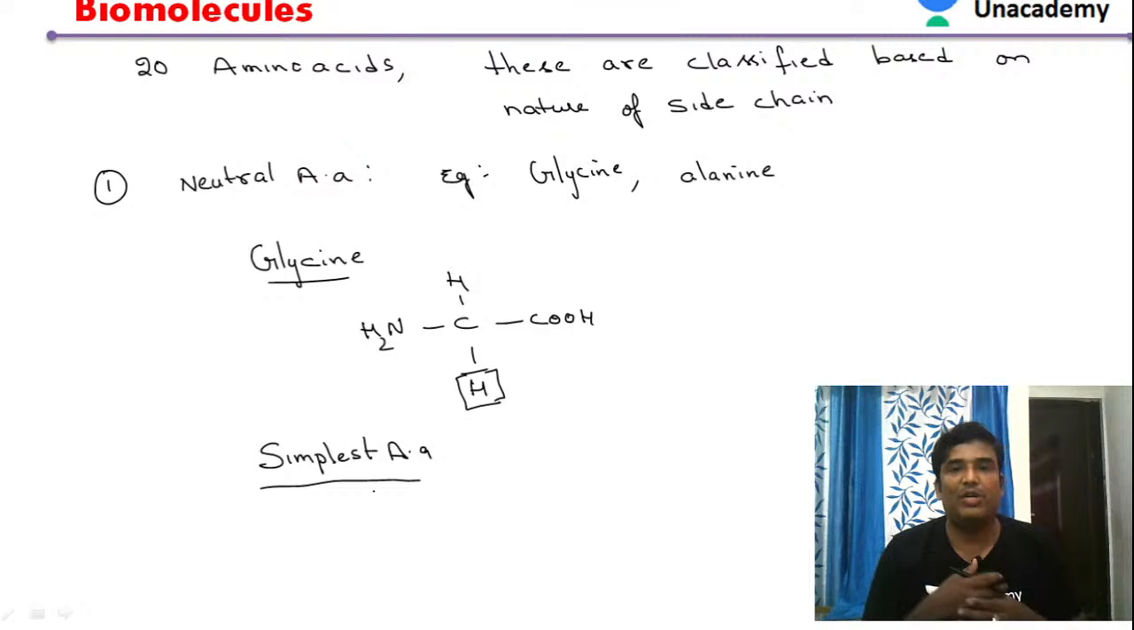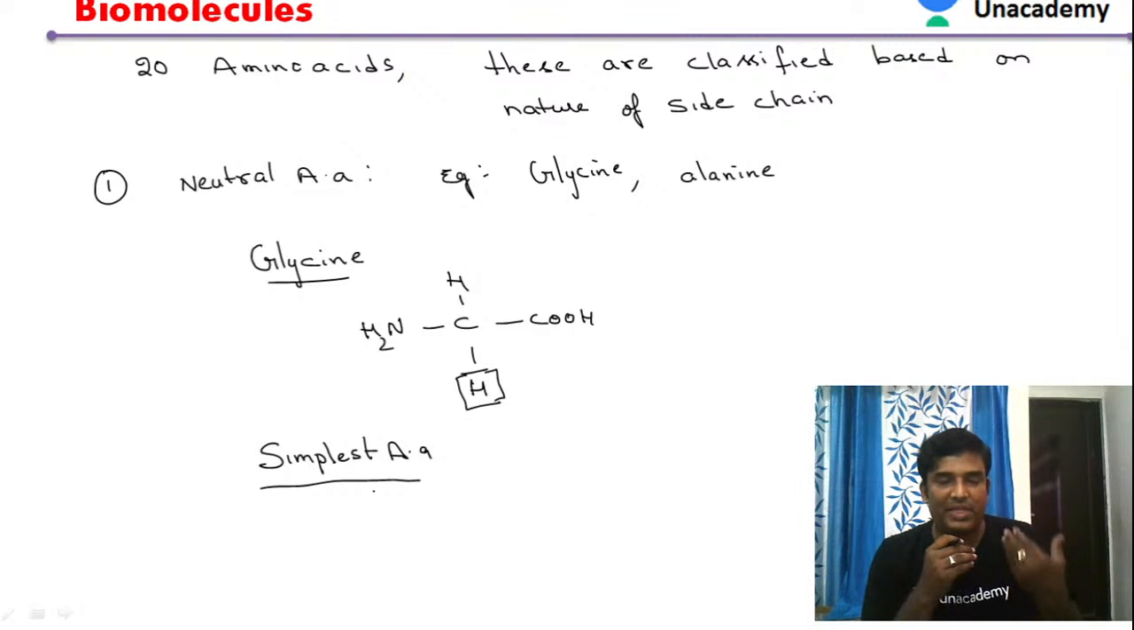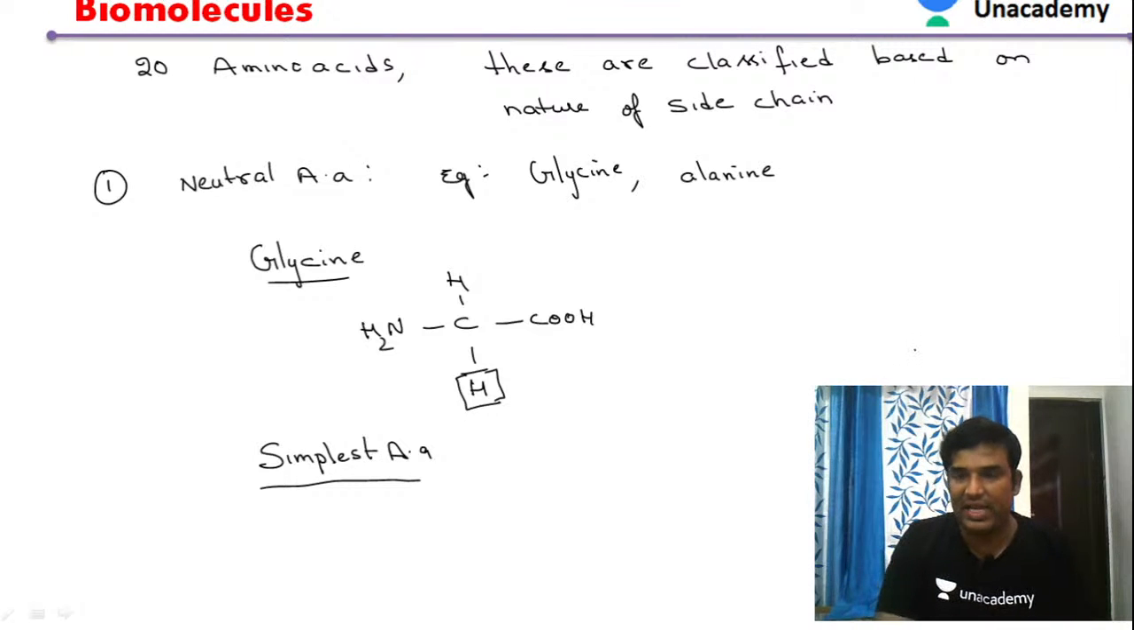They ask multiple choice questions like: which amino acid is the simplest amino acid? You have to clearly remember that it is glycine. Glycine is the amino acid which is known as the simplest amino acid.